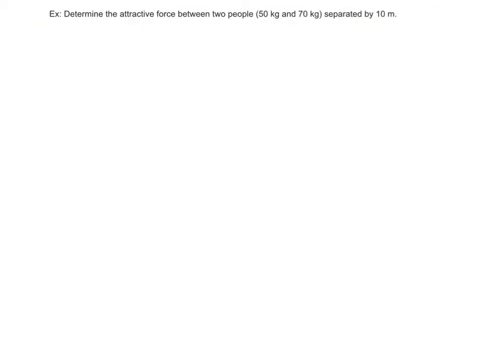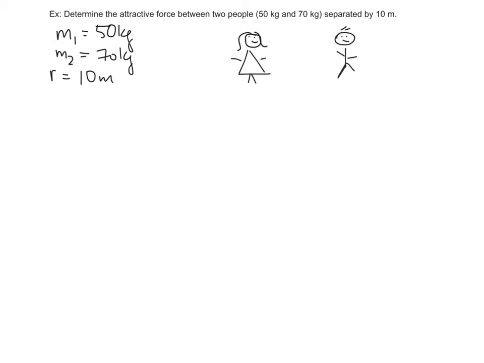Okay, so in this example, we're going to determine the attractive force between two people, 50 kilograms and 70 kilograms, separated by 10 meters. So first thing, I'm going to write down my givens. Okay, then I'm going to draw my diagram. Okay, so I made M1 female and M2 male because it's more romantic that way. And then the distance between them is 10 meters.